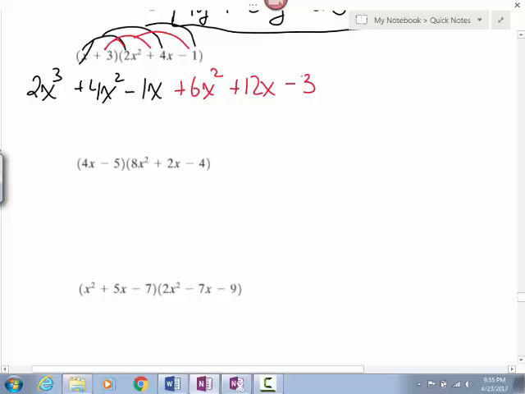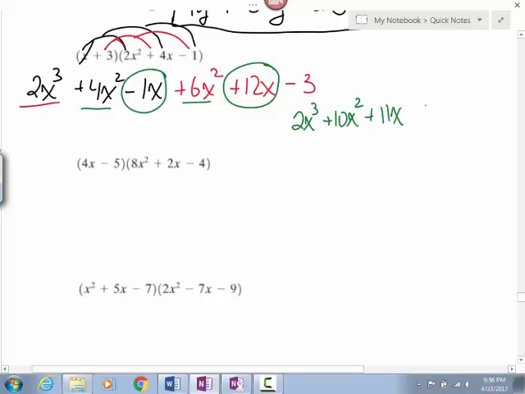So now we can go ahead and combine our like terms. The leading term here, the one that has the highest exponent, is 2x to the third. That's the only x to the third term that we have. So we'll go ahead and write that one down first. So 2x to the third. 4x squared and 6x squared should give us a plus 10x squared. A minus 1x and a plus 12x is a plus 11x. And finally we have our minus 3. And there's our answer.